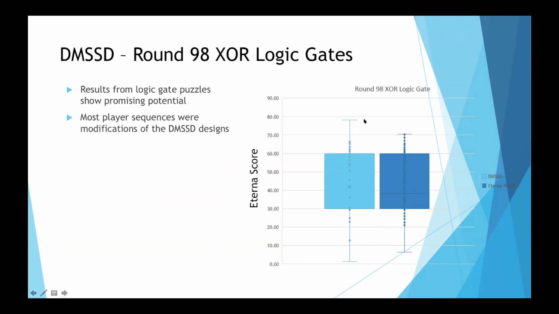And so as you can see from the round 98 results, average scores for the DMSSD algorithm were quite high. And in fact, the highest score was from this algorithm. And a lot of player sequences were modifications of sequences that this algorithm made.